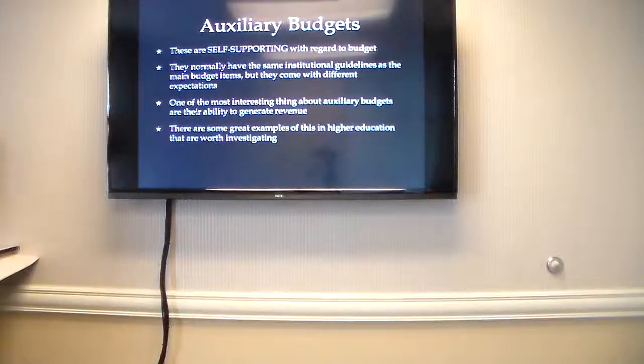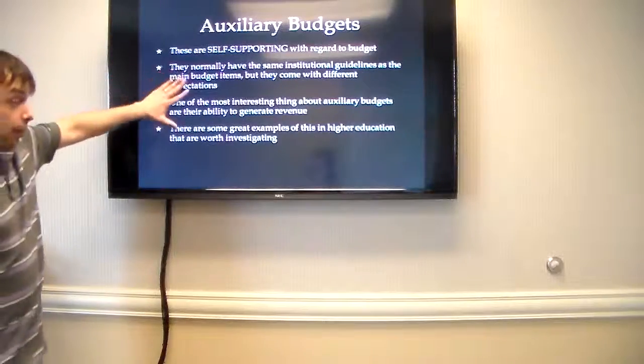So auxiliary budgets are self-supporting. This means that they fall under the same institutional guidelines. They have budget items, but they are there to generate revenue and self-sustain. So in theory, if you're doing this appropriately, you're not going to have to invest any money in these types of programs because they're going to make money themselves.